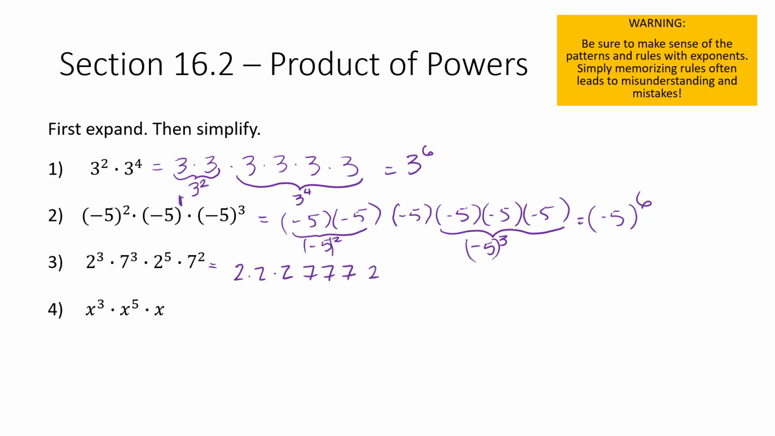Okay, let's consider the 7's and the 2's separately because I cannot write this all as just one power. The 2's, how many of those do I have all together? Well, I've got 3 here and 5 here, so that's going to be 2 to the power of 8. And the 7's, I've got 3 here and 2 here, so that gives me 7 to the power of 5. I can't simplify this any further than it is right there.